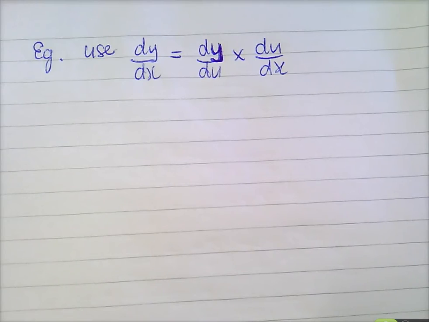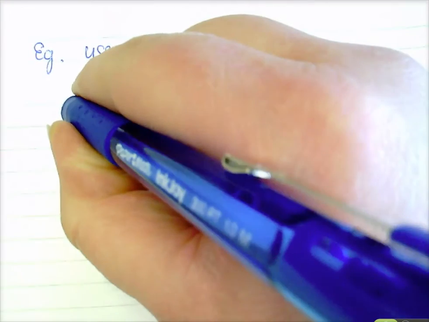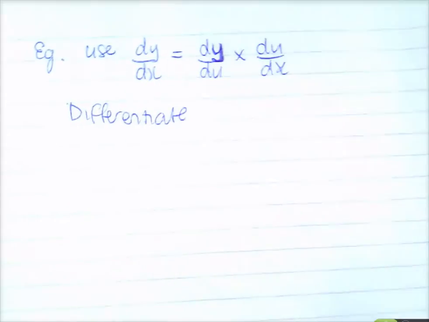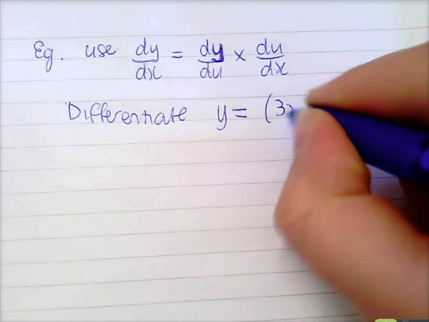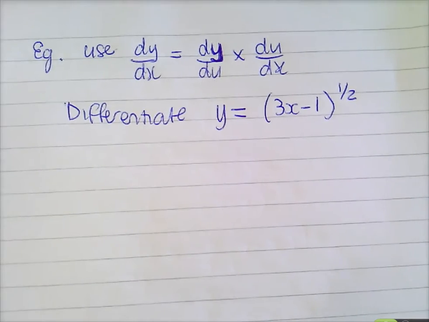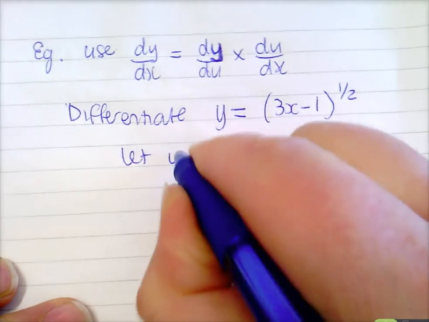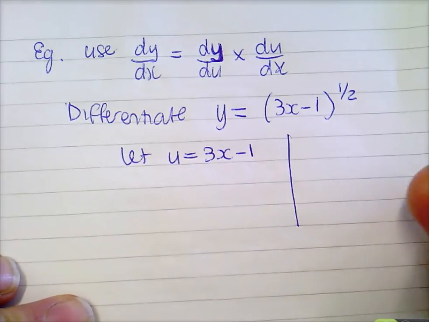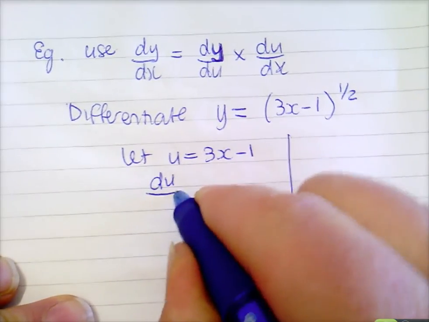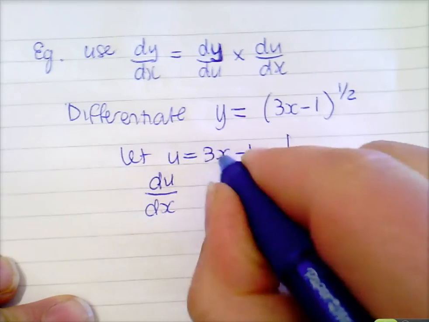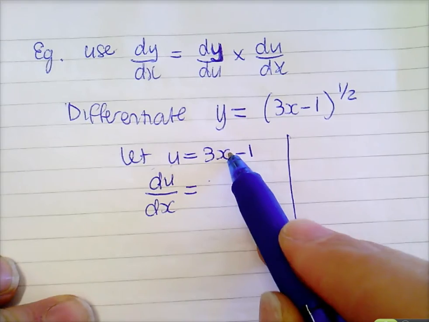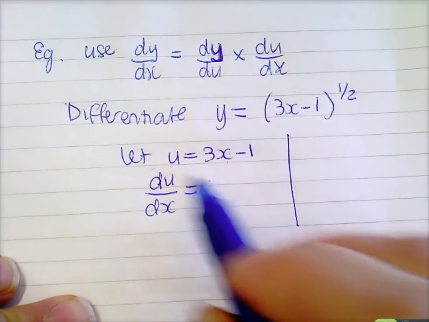So we will do this question here. Differentiate y equals 3x minus 1 to the power of a half using that method. So what do we do? Let u equal 3x minus 1. Girls, you may decide to do 2 columns, might be the better way as well. So what would you do next? If u is a function of x, you do du dx. If there was a y here, you do dy dx. So du dx is 3.